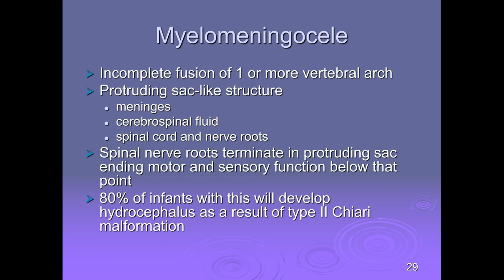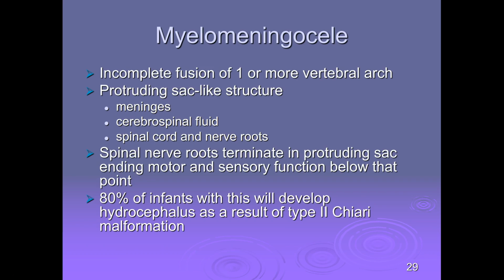We talk about it on the next slide, but the higher the myelomeningocele, the fewer functions the child is going to have. So they're going to have more deficits. The higher the sac is, the higher the deficits are going to be. So they're going to have less function.